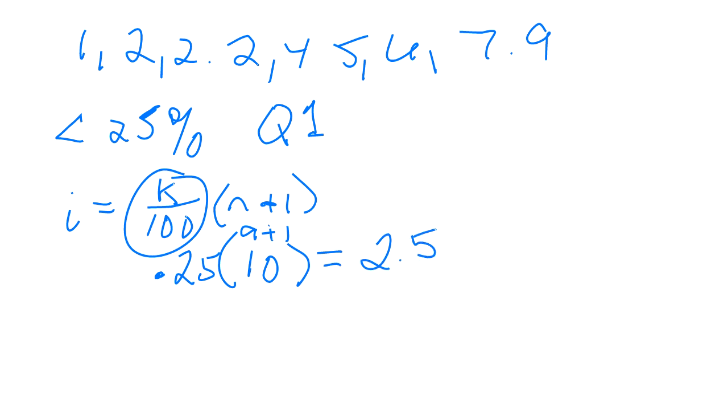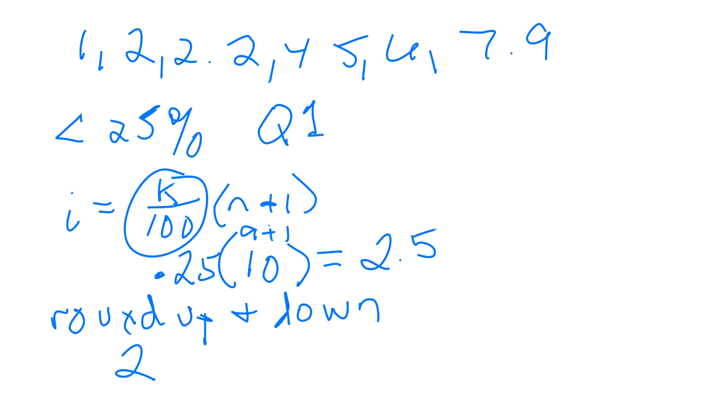Okay. So we round it down and we round it up to the nearest integer. When you round it down, it's 2. When you round it up, it's 3. Okay, now those are positions. What number's in the second position? Once you have to make sure your numbers are in order. That's number one. That's important.